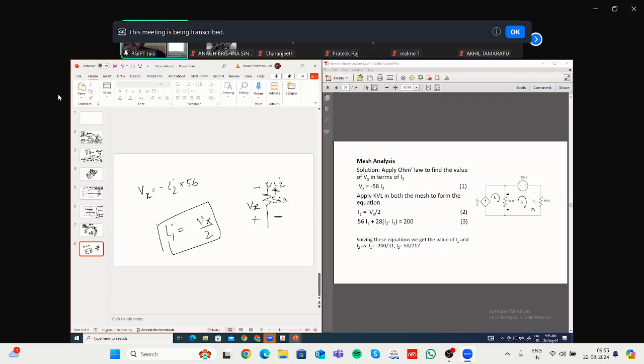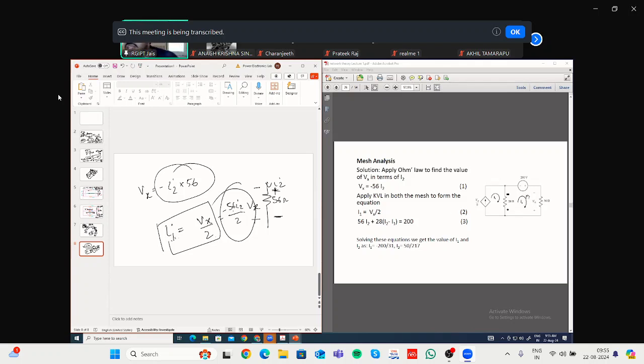Okay. What about mesh 2? In mesh 1, you don't have to do anything else. I1 you have already got as Vx by 2, and Vx you know is minus 56 I2 divided by 2. So you can find the relation between I1 and I2. So one equation you have got. But there are two unknowns, I1 and I2. You cannot solve it using one equation, so you need another equation.